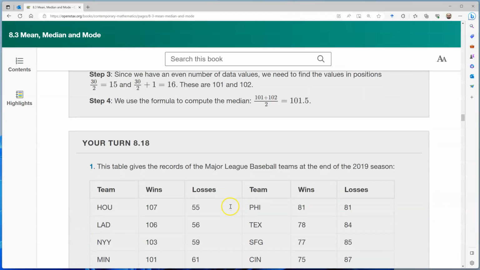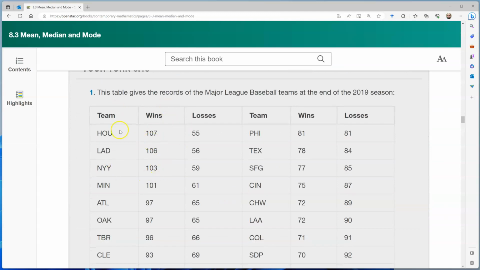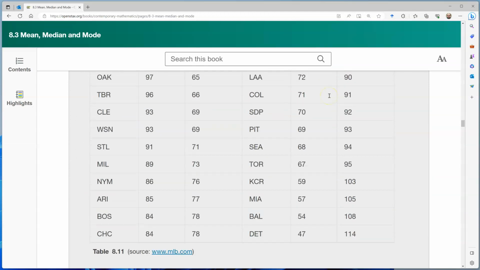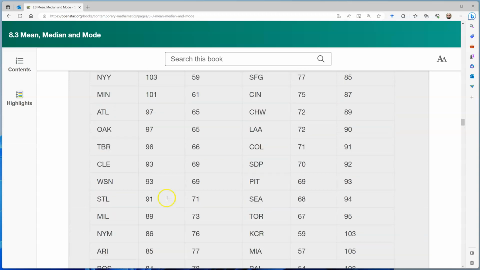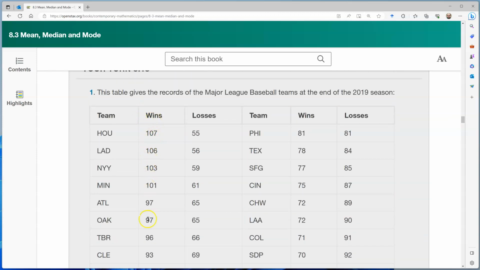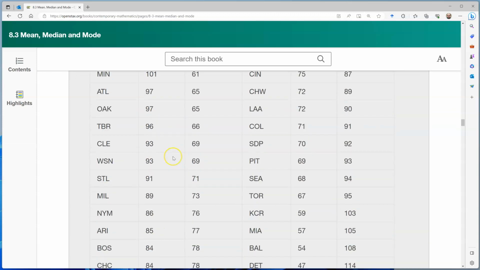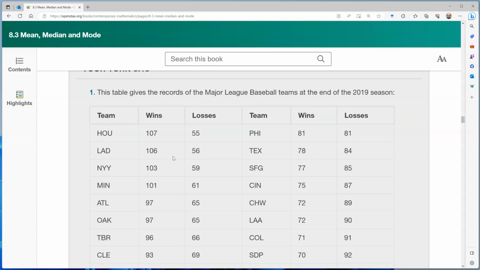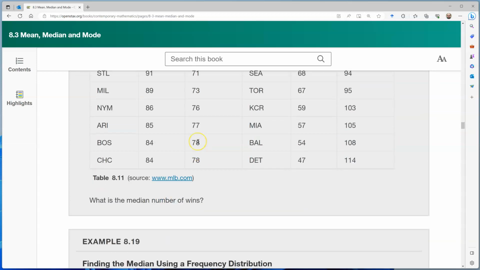So you can try that with this one. In this case, we want what is the median number of wins. So we would only want to calculate the median on the wins. I'm going to leave that to you to do. You can do it either by hand or by Excel, but it's good to practice one way or another that you're going to calculate the median.